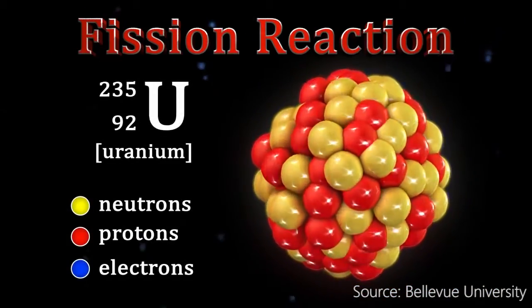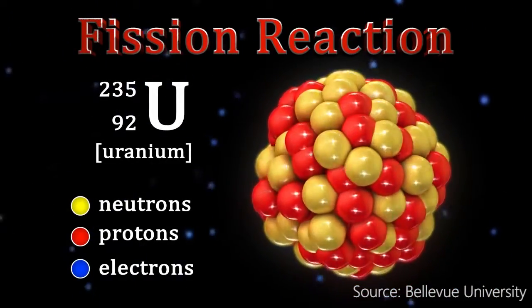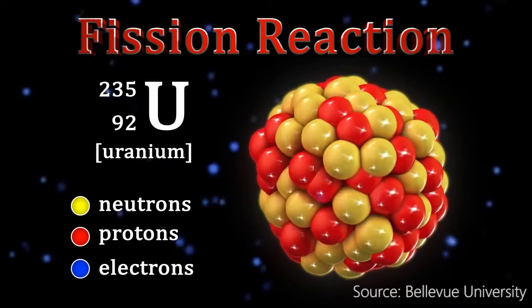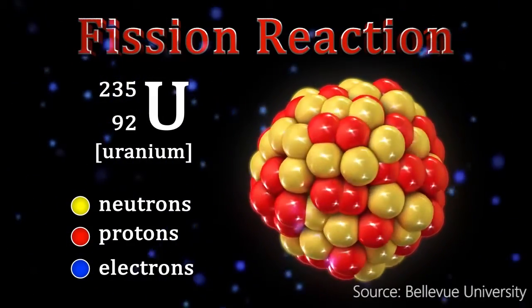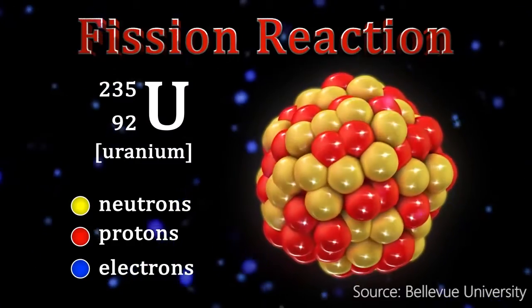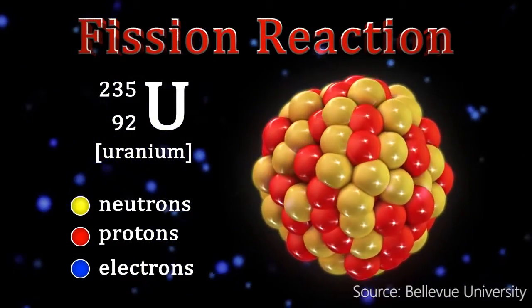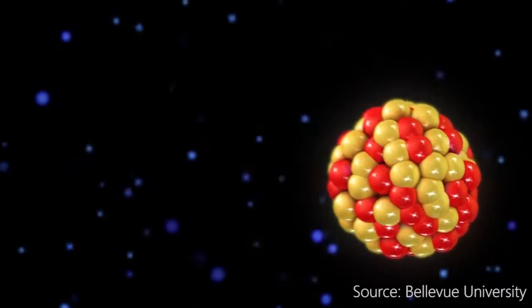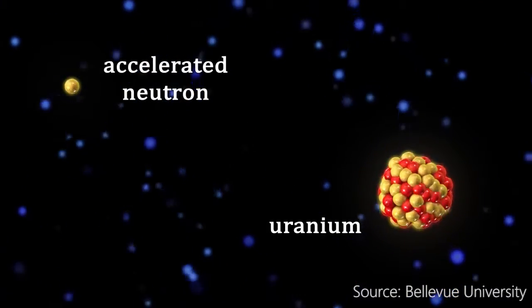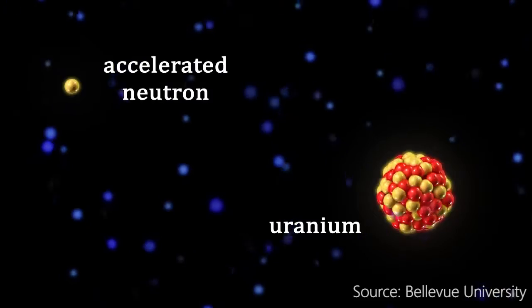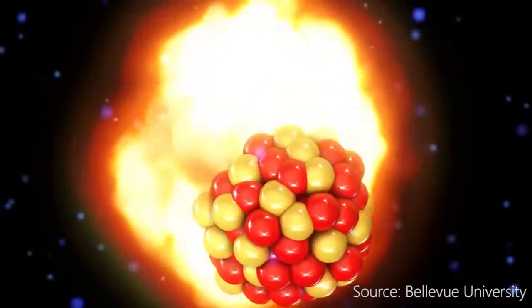Nuclear fission is the splitting of a heavy element's nucleus to form two new elements with smaller nuclei. One of the most important fission reactions is that of uranium-235, which is used in nuclear reactors and atomic weapons. The fission of uranium-235 is initiated when a neutron traveling with enough velocity collides with the uranium-235 nucleus.